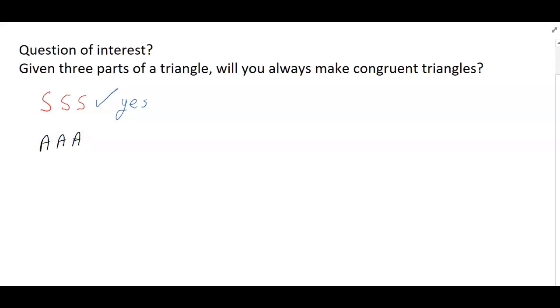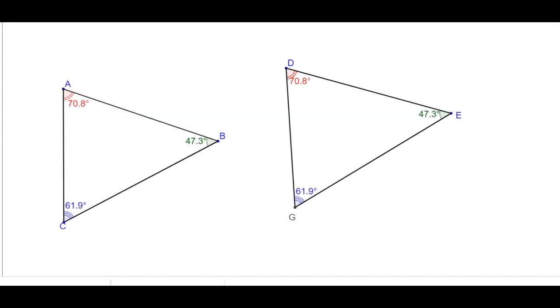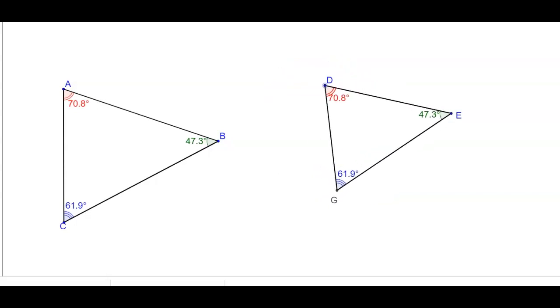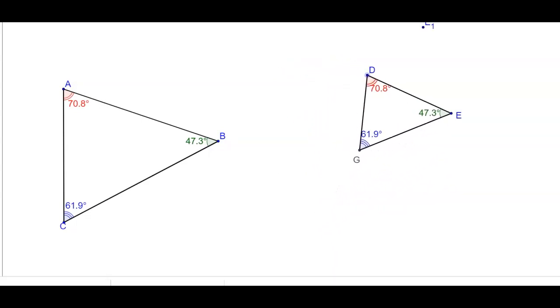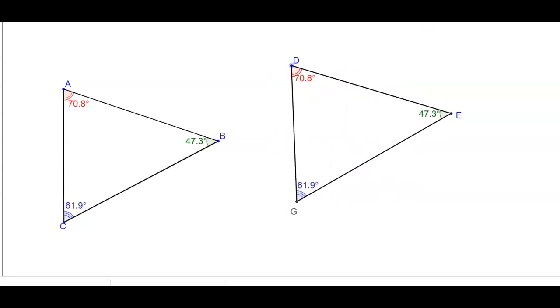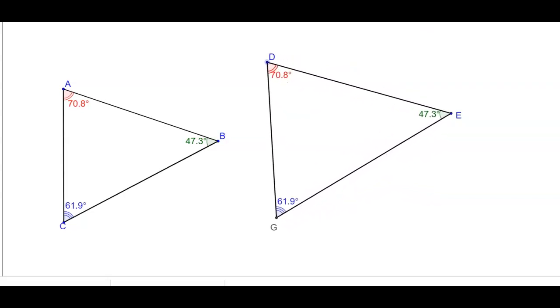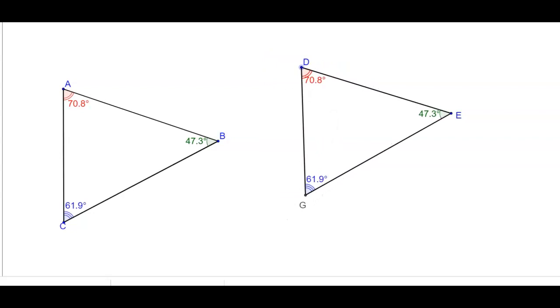If I give you three angles, will you always make the same triangle? Here on the screen, you can see the red angles are the same, the green angles are the same, and the blue angles are the same. If I drag the triangle here, notice the angles are still congruent, but the triangles are not. Think about a photograph or a photocopy machine, or your pictures that you get for school: you have 8x10s, 3x5s, wallet size. The angles are all the same, the picture is not distorted, but the triangles are not congruent.